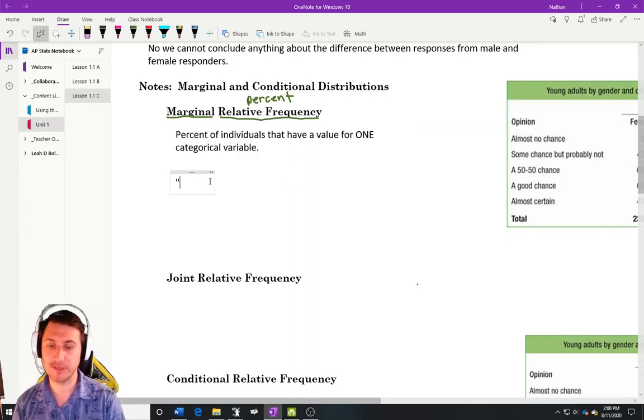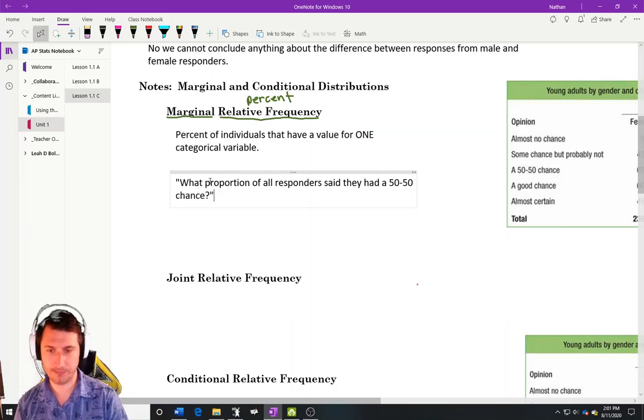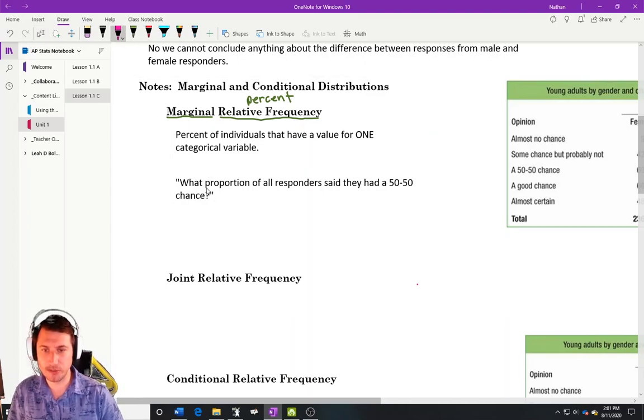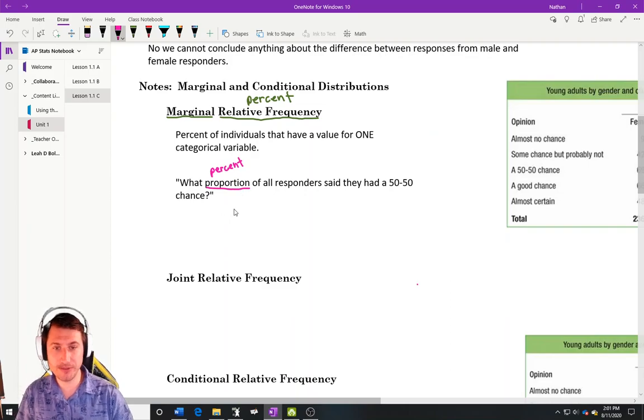So what would an example of that be? I could ask something like, what proportion of all responders said they had a 50-50 chance? So again, another word not to get too freaked out by is the word proportion. Again, that also just means some sort of percent. It doesn't have to be a percent. It could be just written as a decimal. Remember, a decimal and a percent are interchangeable just by moving the decimal over 2 places. So I'm just asking for what percent of all responders said they had a 50-50 chance.